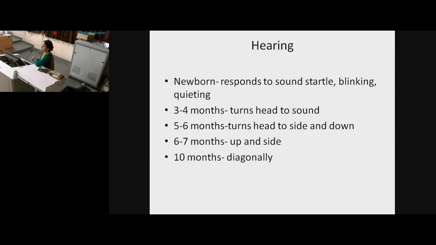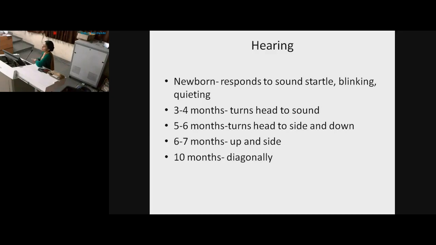Right? At 3 to 4 months, he starts turning his head to sound. Initially he will be able to hear and turn to sounds below his level, then later even whatever is above his level. At around 10 months, he's able to turn diagonally across the room. So if the sound is coming from here, he'll be able to look absolutely diagonally opposite. That is how hearing develops, but hearing is there from the very time of birth.